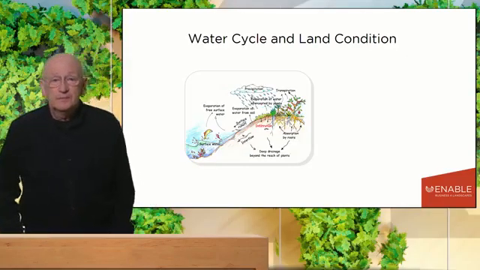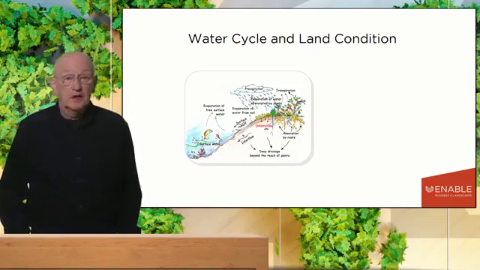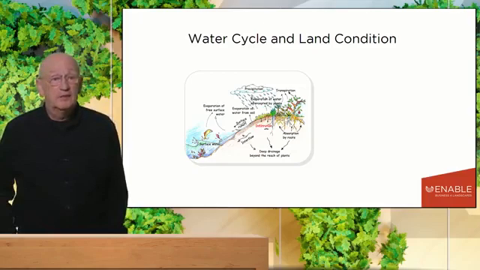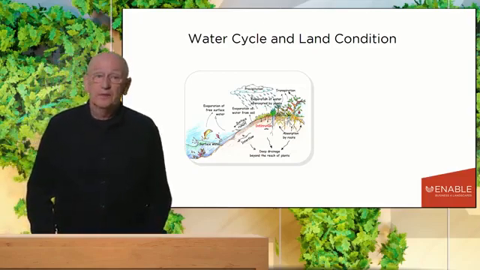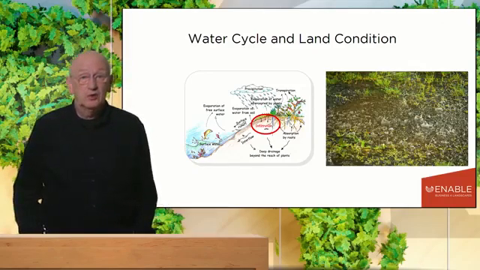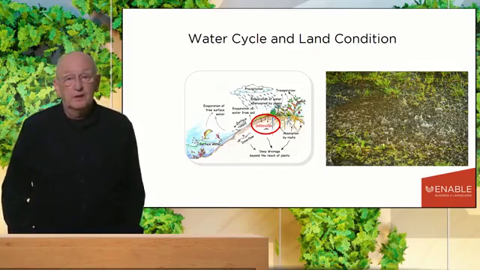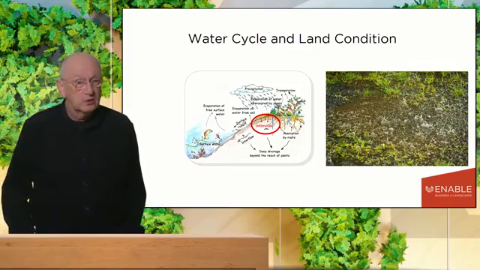Then let's look at the water cycle. Without water, there is no life, no energy harvesting, and no nutrient cycling. There are two main factors that give information about land condition in relation to the water cycle, namely infiltration and soil water storage. Infiltration is the entry of rain and meltwater into the soil.